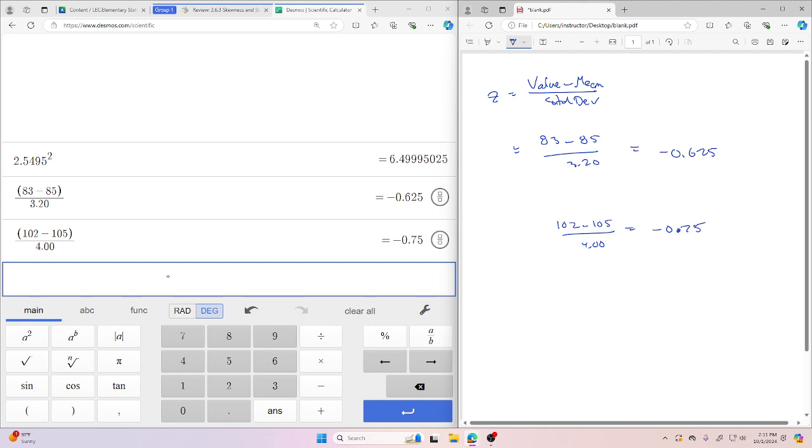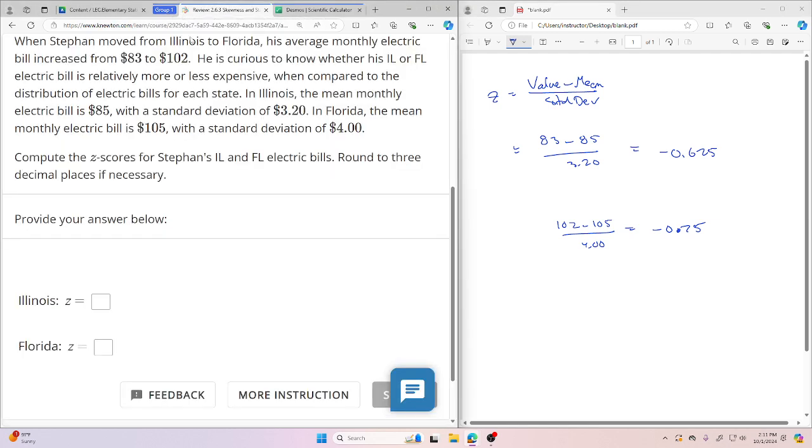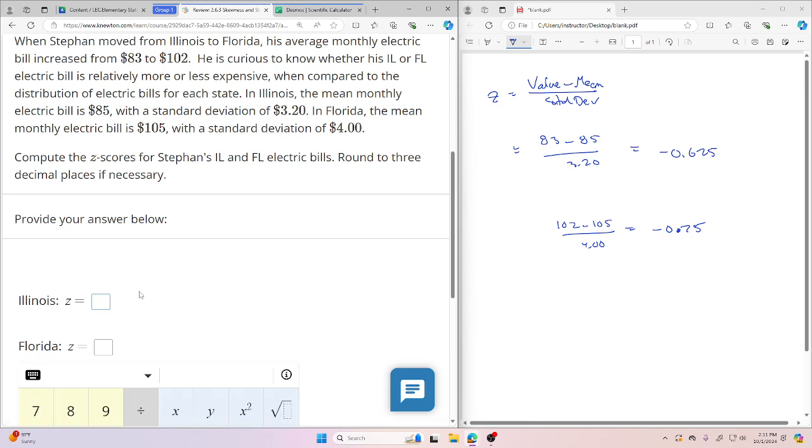Then we'll just put those in and answer whatever they got there. Good with the calculator? Again, you could use whatever you need to use. I'm just kind of showing you what's going on here. Okay, so let me put it in. Negative 0.6, 3 decimals, 25. Okay, and then we got negative 0.75.